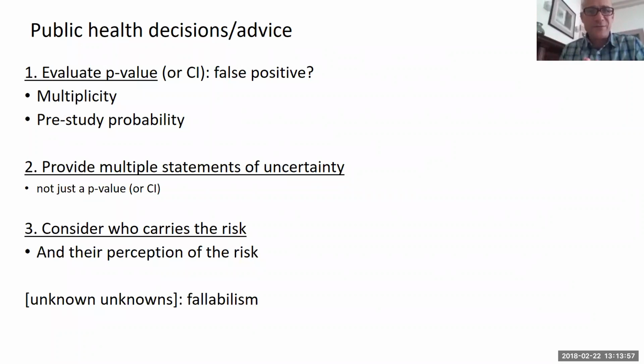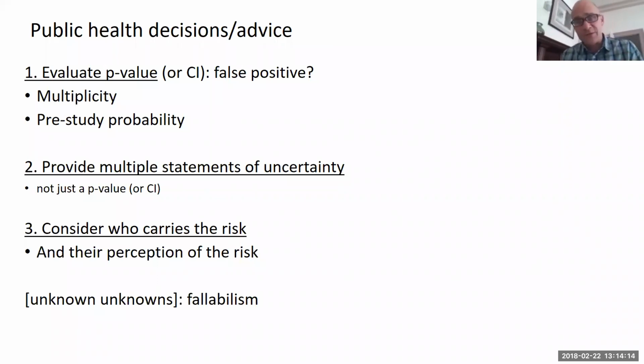Step 2 is to provide multiple statements of uncertainty. And I'll just spend a little bit of time on that. And then step 3 is important to consider who carries the risk and what are their values and preferences. In other words, what's their perception of the risk.